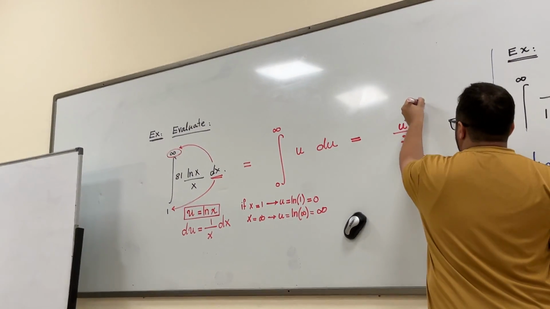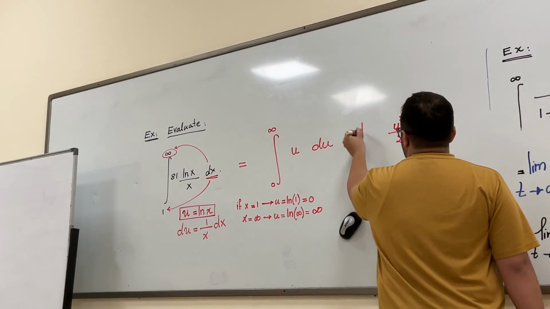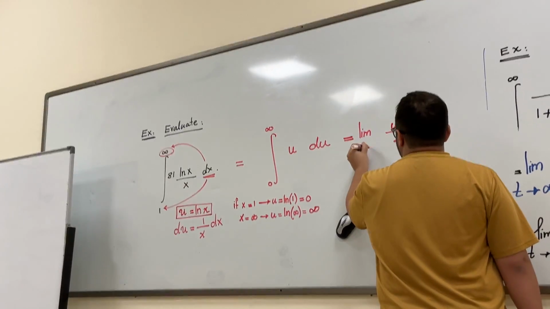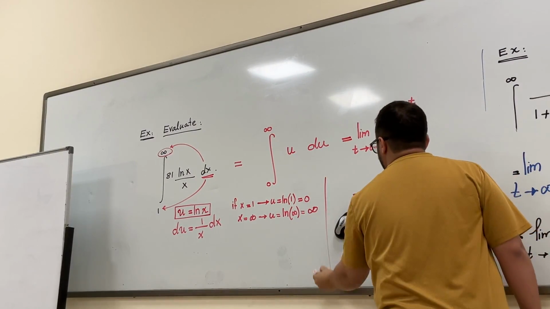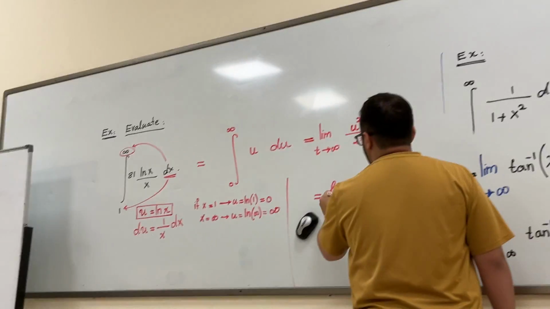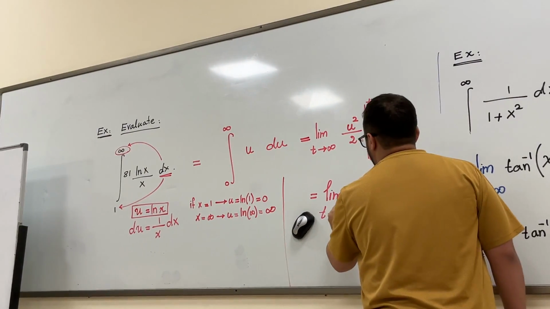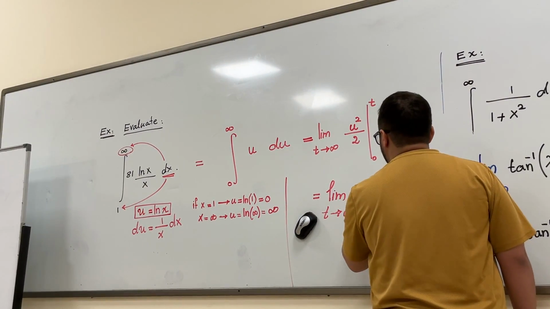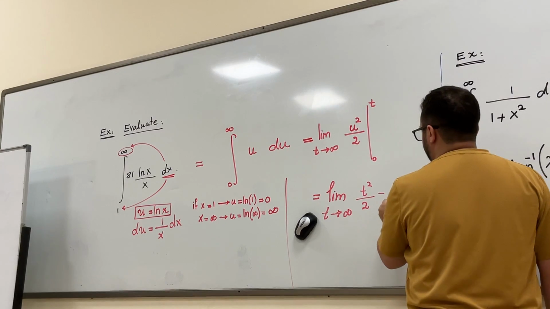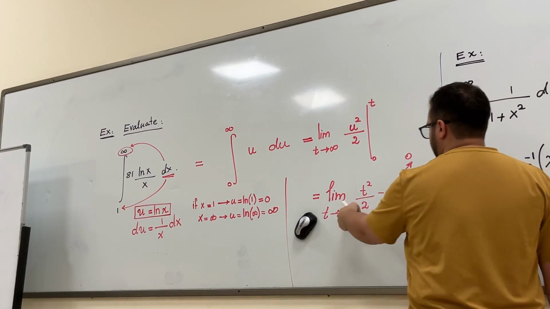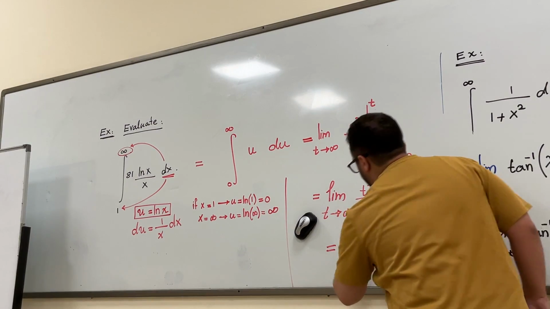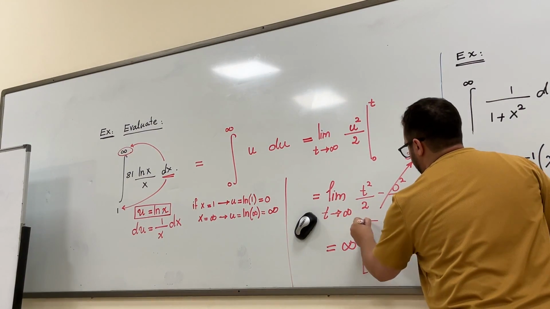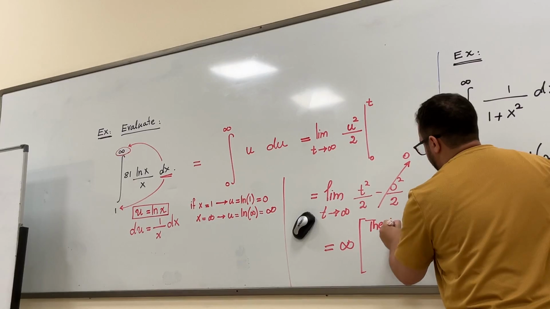I replace the infinity with t, and then I take the limit as t goes to infinity. So this is equal to the limit as t goes to infinity of t squared over 2 minus 0 squared over 2. This is 0. Plug infinity. Infinity squared over 2 is infinity. Therefore, it's divergent.